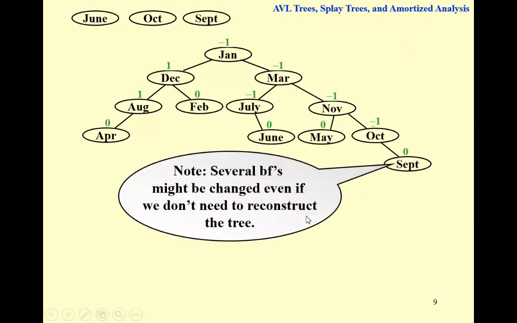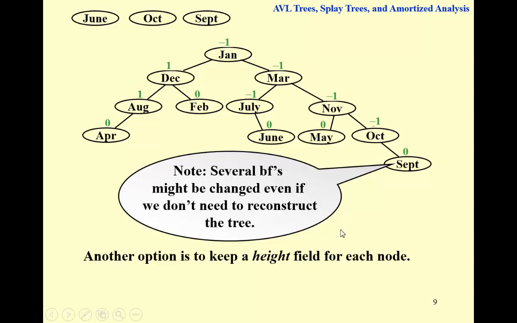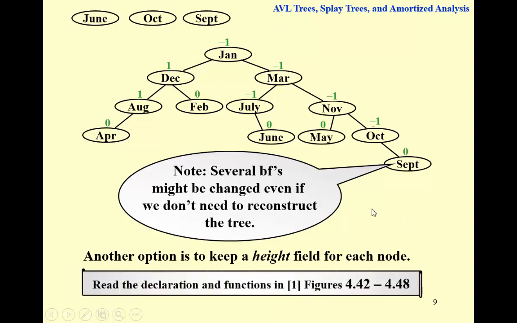Notice here that even though we don't need to reconstruct the tree, even though everything is fine, still we have to update the BFs from bottom up. Okay, but let me remind you that BF is only one way to implement the AVL tree, and there are other different ways. For example, another option is to keep a height field instead of BF for each node. So just test by the definition of an AVL tree. The detailed implementations are given in a textbook.